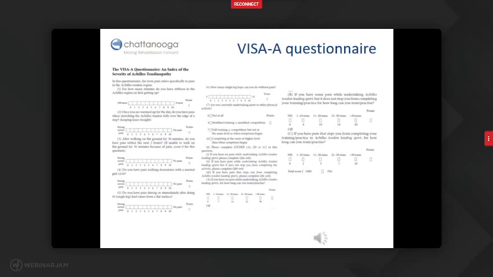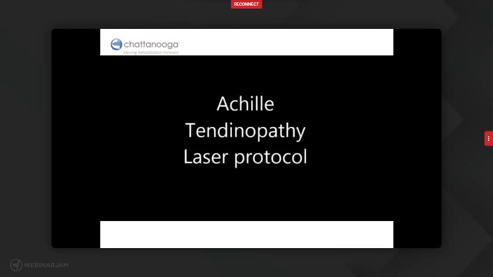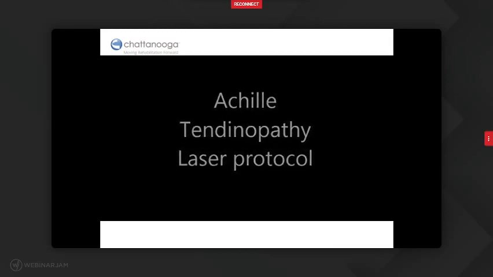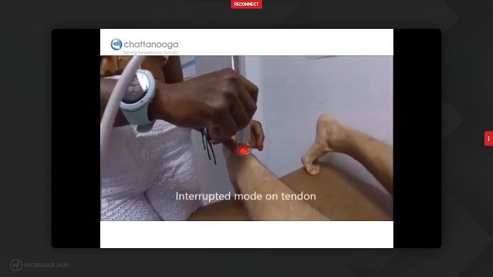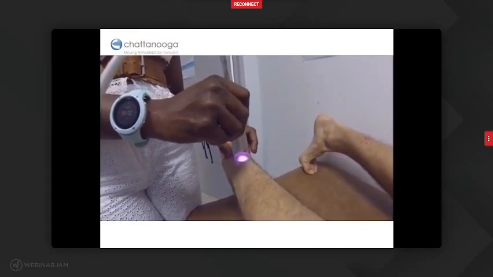Here you can see the VISA-A questionnaire. It takes 5 to 10 minutes to complete it. Generally, the patient needs the help of the therapist to do it correctly. First, we treat each side of the tendon with interrupted mode.